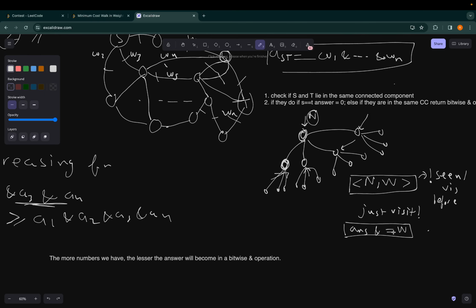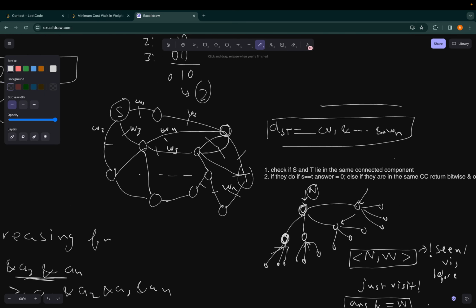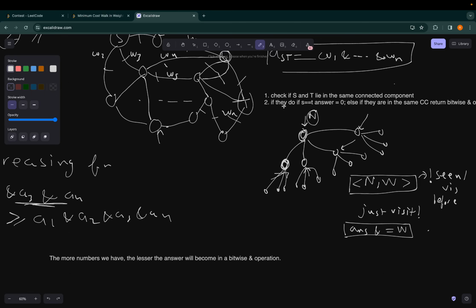So basically the idea here is that, let's say your query contains this node and this node. Because they lie in the same connected component, their answer will always be the bitwise AND of all these edges. So if two vertices lie in the same connected component, the minimum answer will always remain the same. That's the idea.